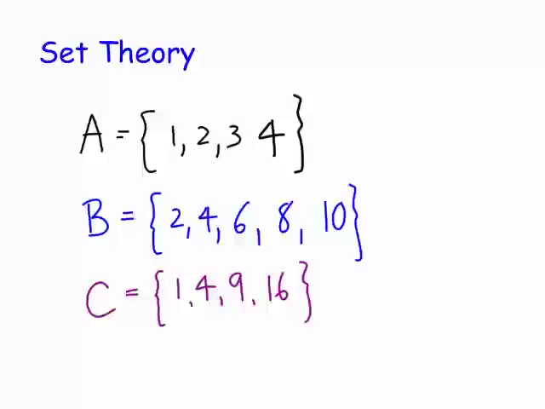In set B, you can see here we've got 2, 4, 6, 8, 10. And in C, we have 1, 4, 9 and 16. So we have three sets, A, B and C, and we're going to look at unions, intersections and the idea of the complement, that is, the elements not in that particular set. Okay, so we're going to have a look at these ideas shortly.